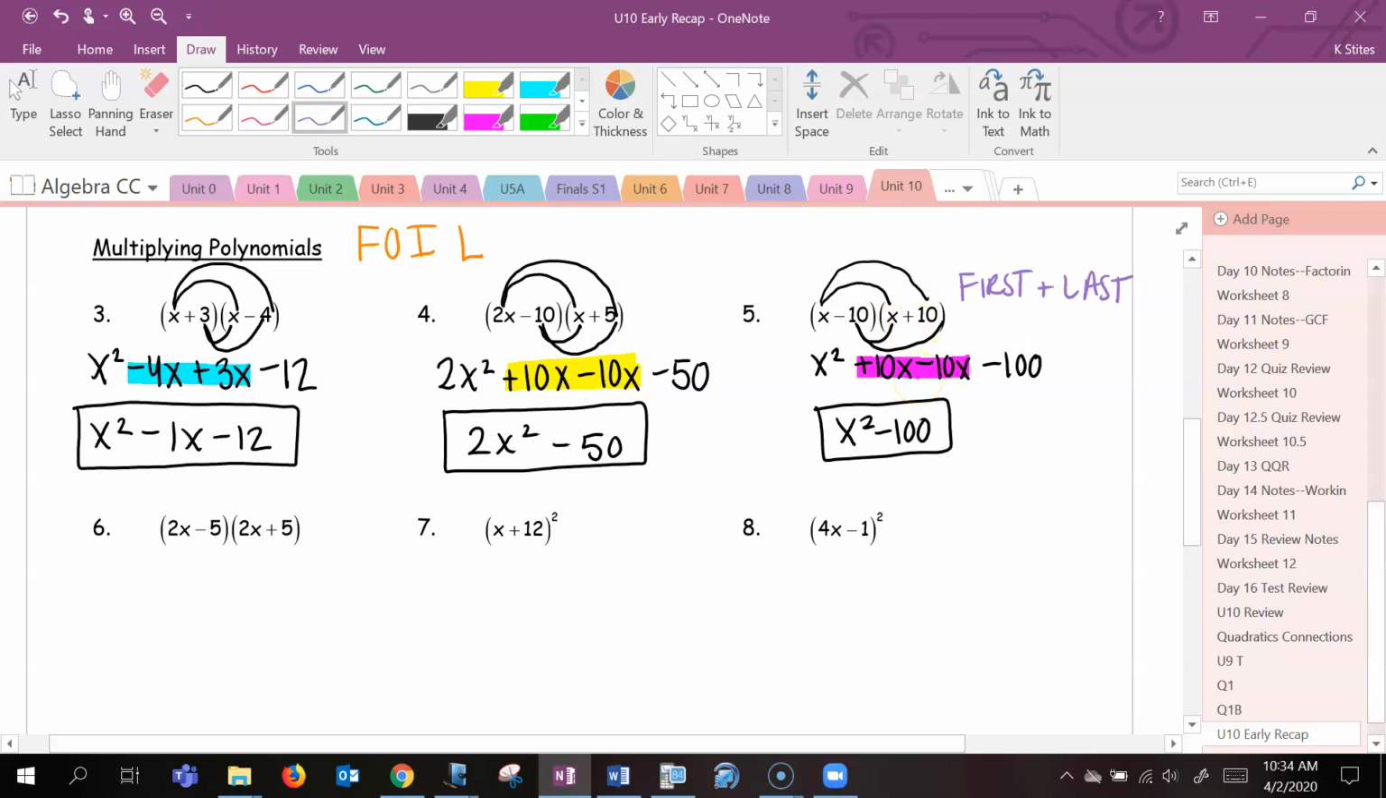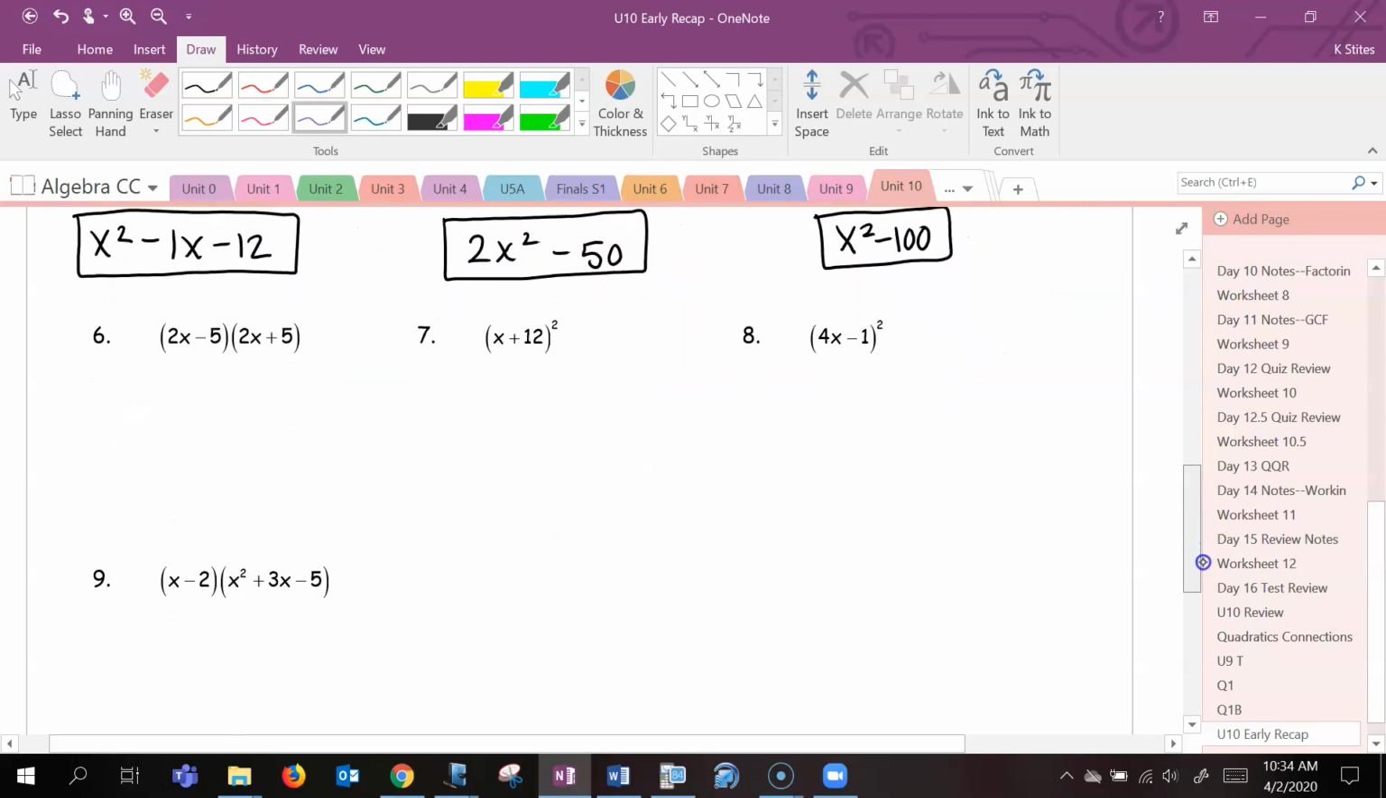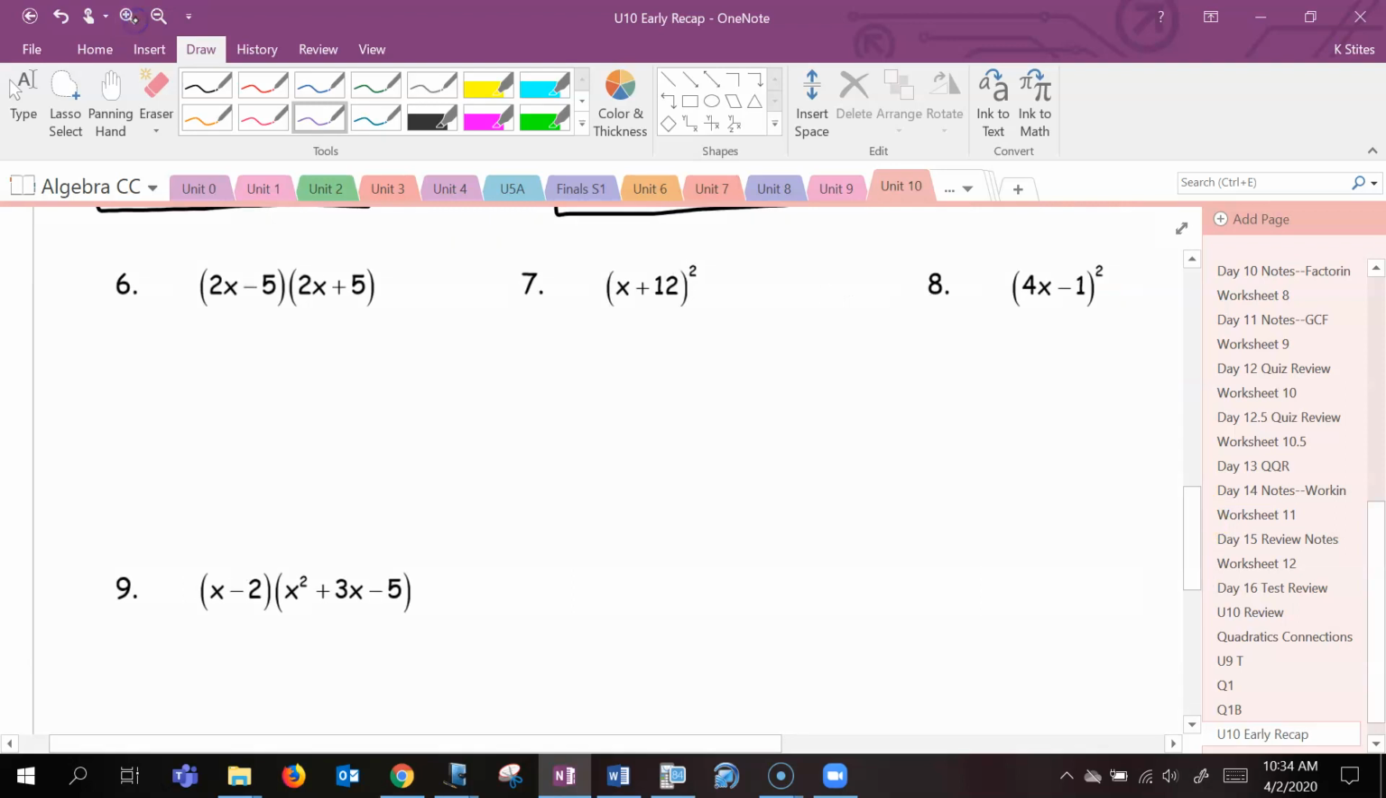always cancel. Which means if you come down to number 6, these are also conjugates, meaning numbers are the same, but you have a minus and a plus. So if you'd like, instead of doing the whole FOIL, you can just do first, 2x times 2x is 4x squared, and last, minus 25.